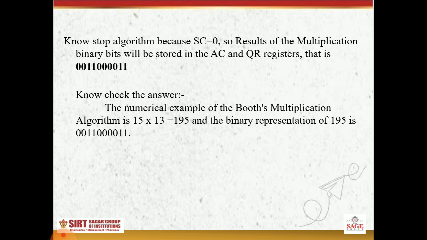Okay guys, so this is the method that we use in the Booth multiplication algorithm. In the Booth multiplication algorithm, just remember all the key points. That is very important for you.